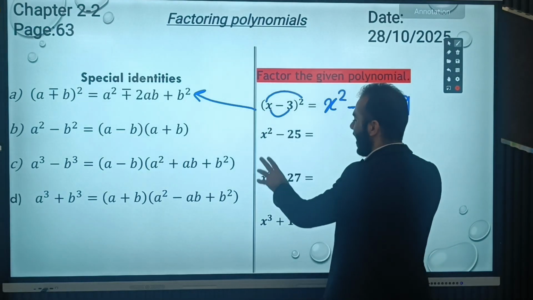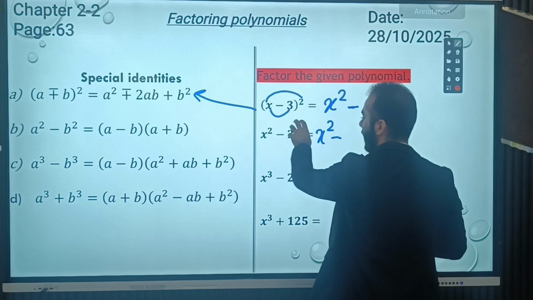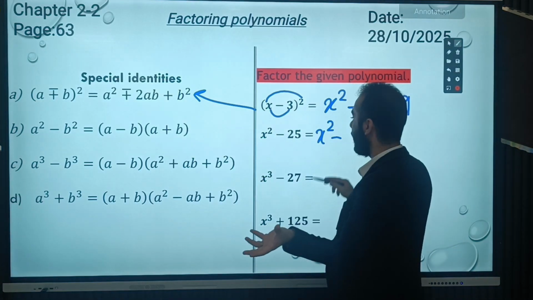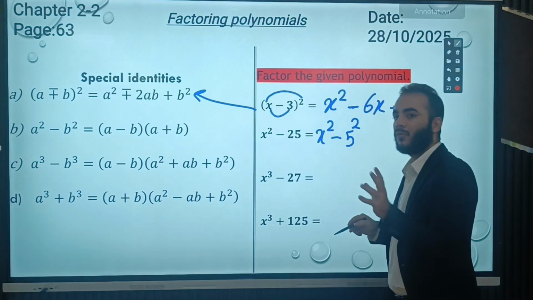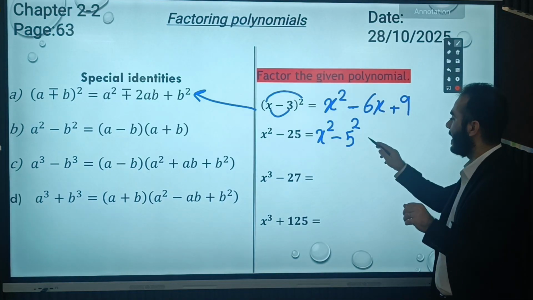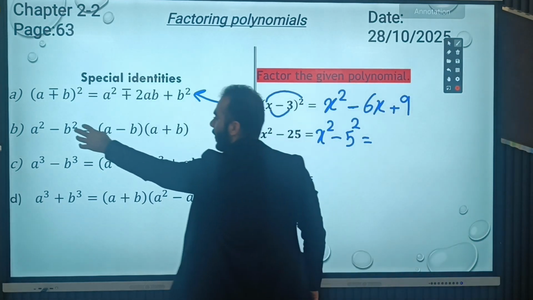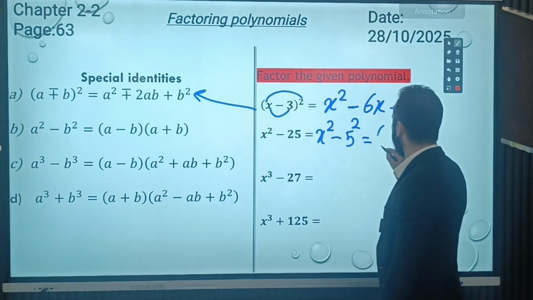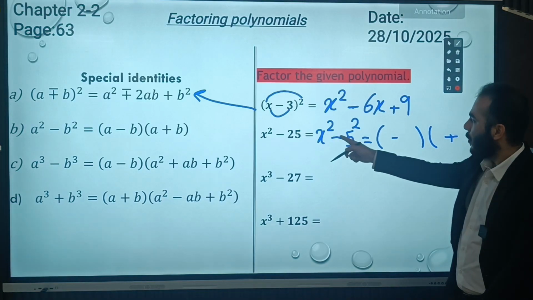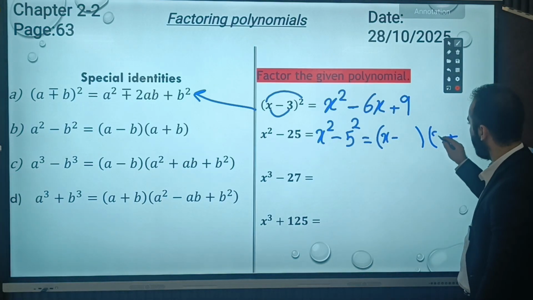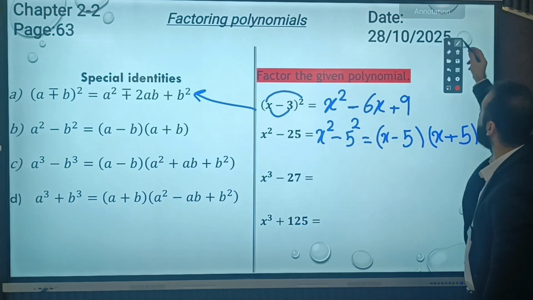So you must know that it's x squared minus, what is the square of, 25 is the perfect square of what number? It's the perfect square of 5. 5 squared is equal to 25. Perfect. So right now, as you can see, we have a difference between two squares. Immediately open two brackets, one with minus, one with plus. So x squared, 1x for here, 1x for here. 5 squared, 1 5 for here, 1 5 for here. That's it.